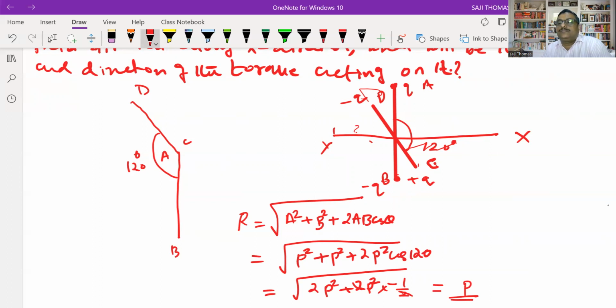Okay. And what will be its direction? You know, the two vectors are equal in magnitude. So its direction will be half of that, because they are the same. So it is 60 degrees, making 60 degrees with either of the vectors. Okay.